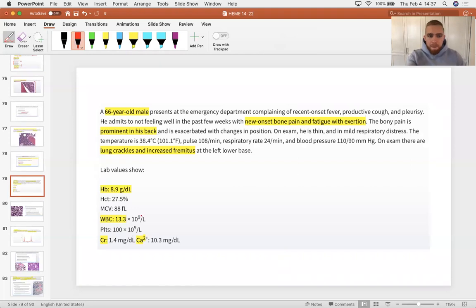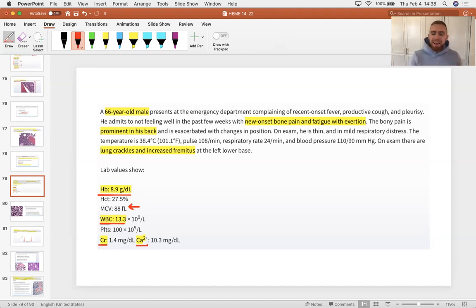You're going to see moderate anemia, 8.9, hematocrit at 27. It's normocytic. And your white cell count's a little elevated. Platelets are normal, but then they give you creatinine and calcium. And that's the only other two lab values that they give you. So you know exactly where they're going with this.